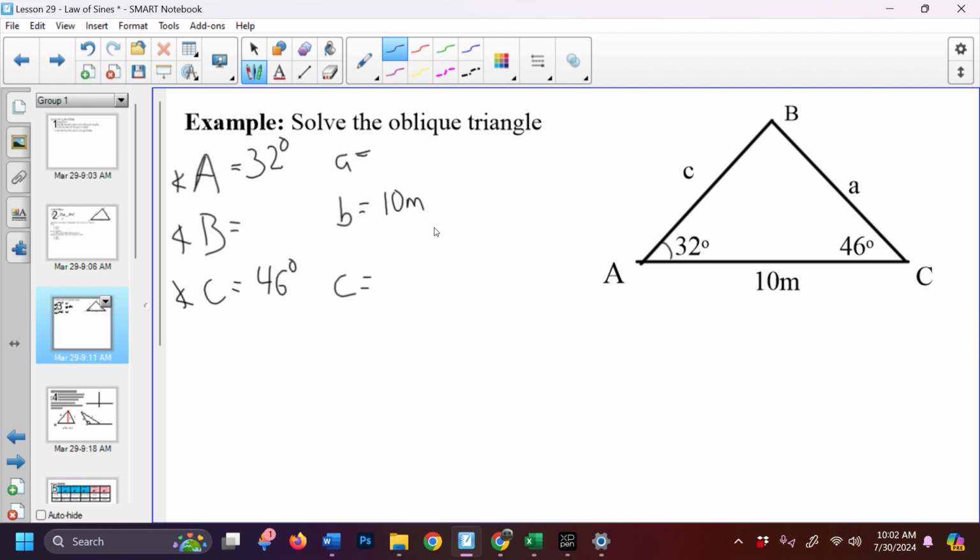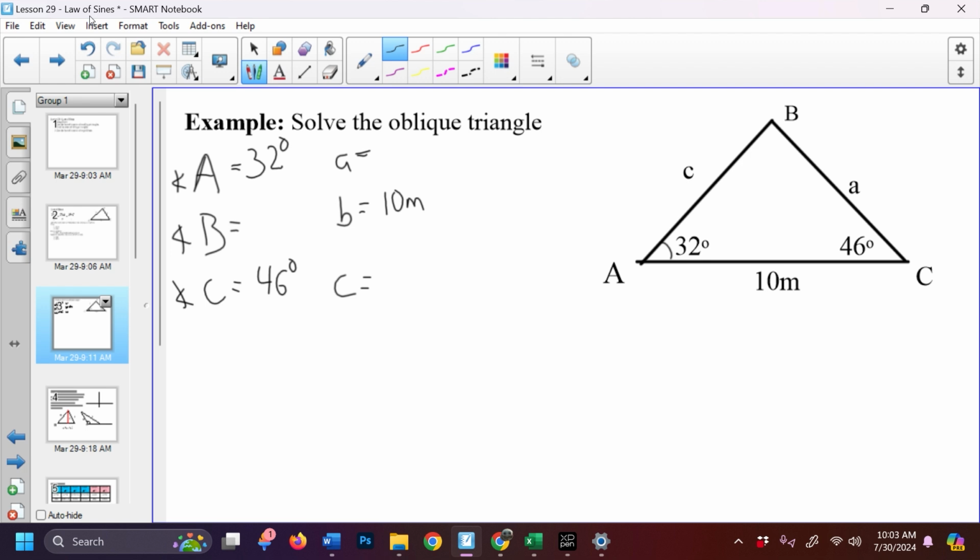Before we get started, I know that this is the law of sines, but especially for this lesson and the next lesson, law of cosines, you are allowed to use all of the methods that you have learned up to this point. Sometimes you are going to be forced to use the law of sines, but if you can use a simpler method, go ahead and do that.